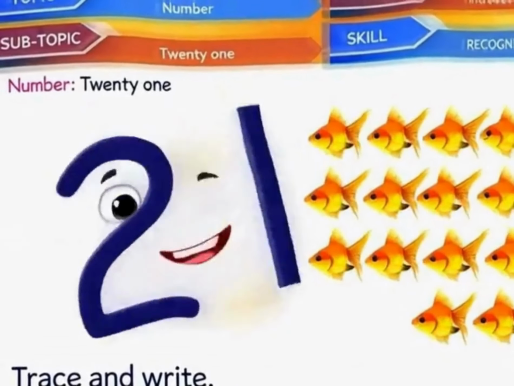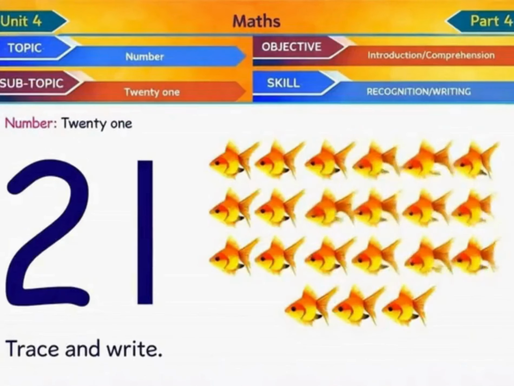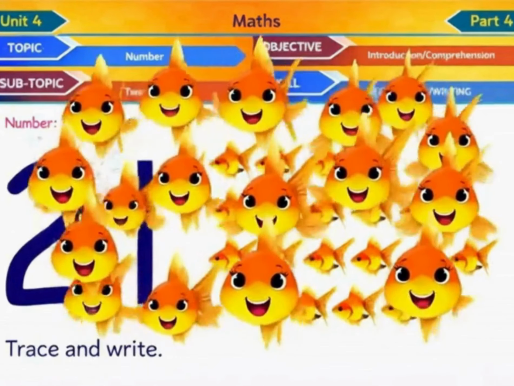Hello, children. I am number 21. I come after 20. Today you will learn about me and the fishes on the page. Hello, children. We are 21 fishes. We can swim in the ocean and live in an aquarium at your house.